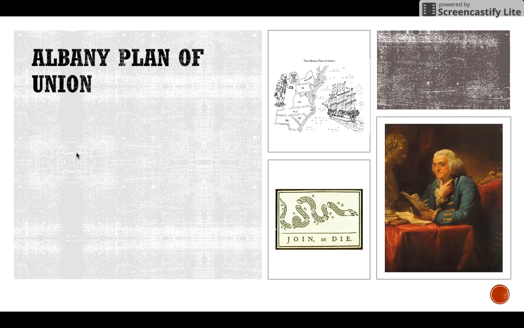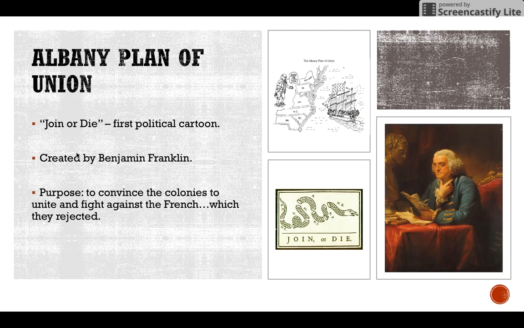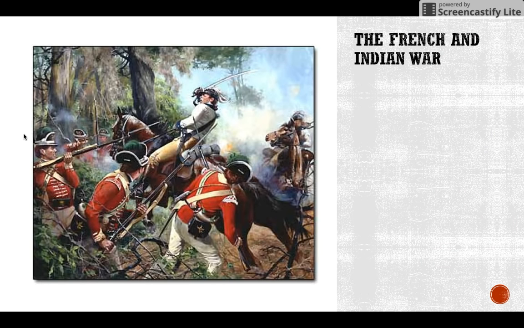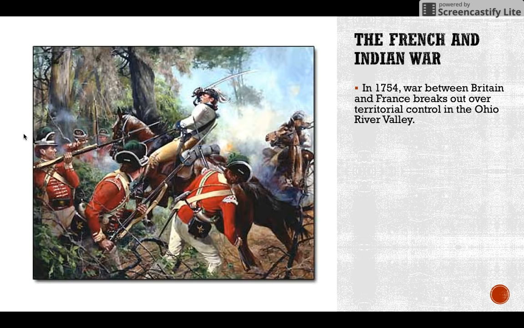This attempt is called the Albany Plan of Union. A cartoonist by the name of Benjamin Franklin, also one of our founding fathers, creates a political cartoon called Join or Die. The purpose of this cartoon is to convince the colonies to unite and fight against the French, which they rejected. So war breaks out, and in 1754, the war happens between the British and the French, and they break out in war over the territory and who controls that territory in the Ohio River Valley.